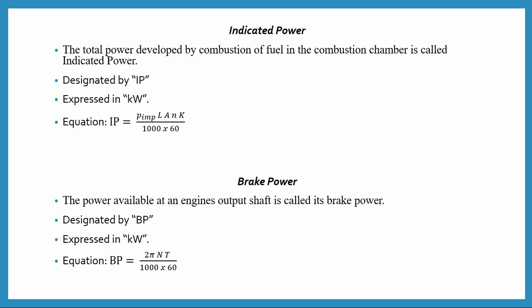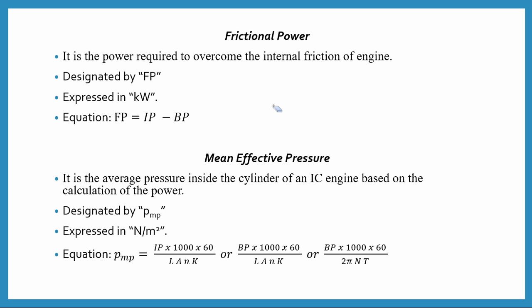Next is the frictional power. The frictional power is the power which is required to overcome the internal friction of the engine. So this is called the frictional power. The frictional power is designated by FP and expressed in kilowatts, and its equation is frictional power equals IP minus BP. So basically the power difference between the indicated power and the brake power is called the frictional power.